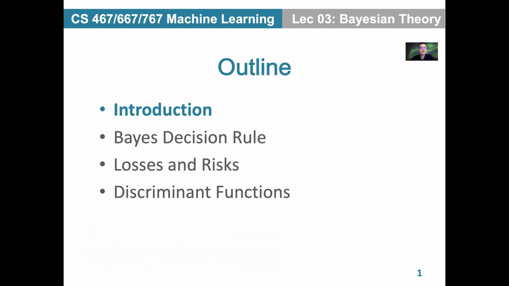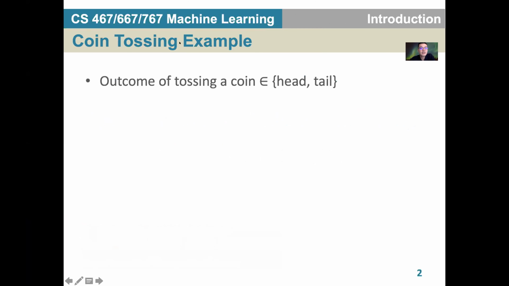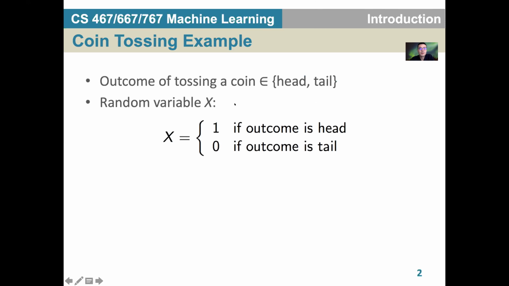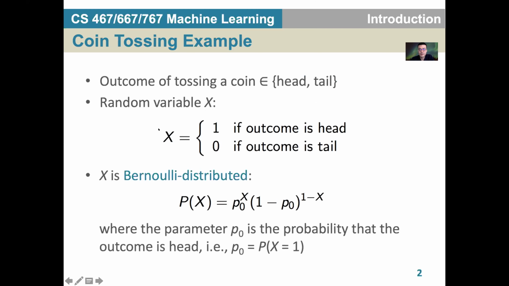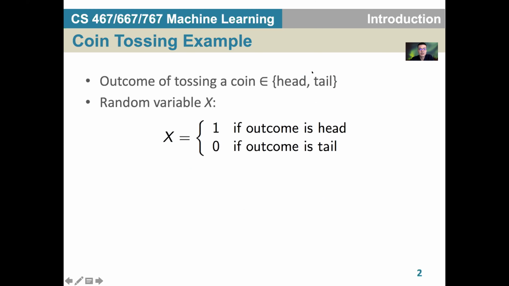Firstly, the introduction. Let's consider a toy example called the coin tossing example. You have one coin and you toss the coin. When it becomes stable, either the head is facing upward or the tail is facing upward. We can use a random variable x, actually a binary random variable that can only take 2 values, to denote the result: 1 means the outcome is head, and 0 means the outcome is tail.